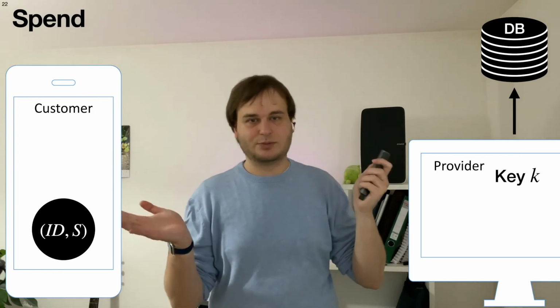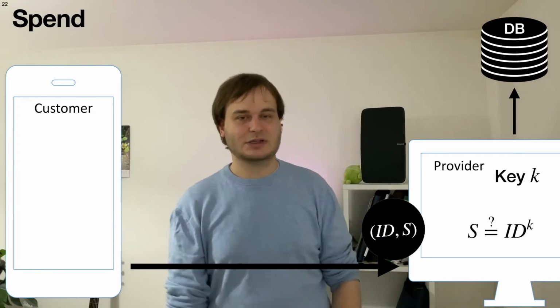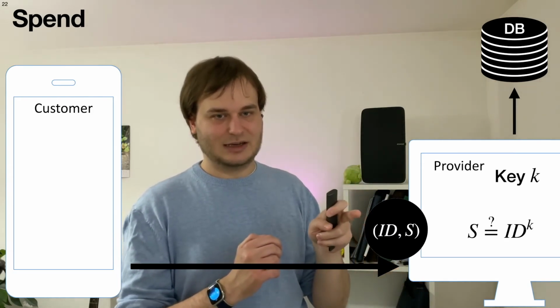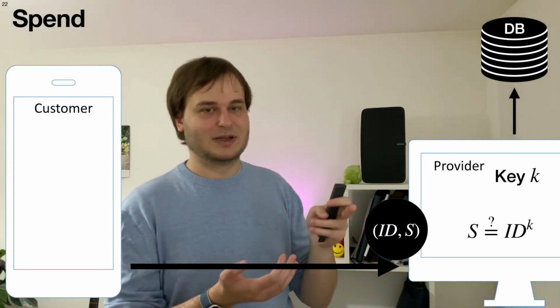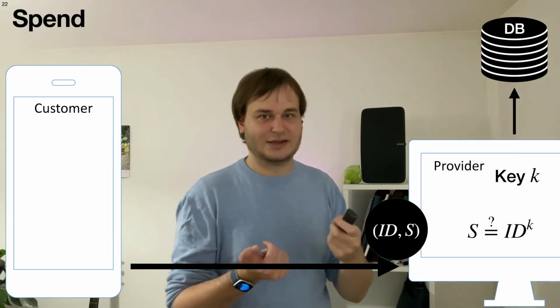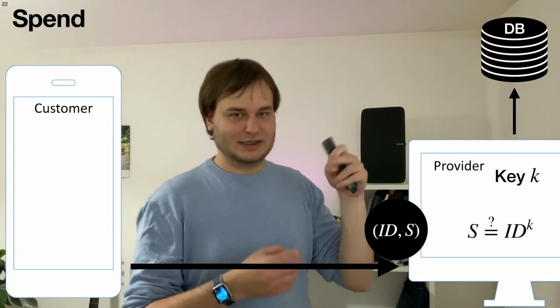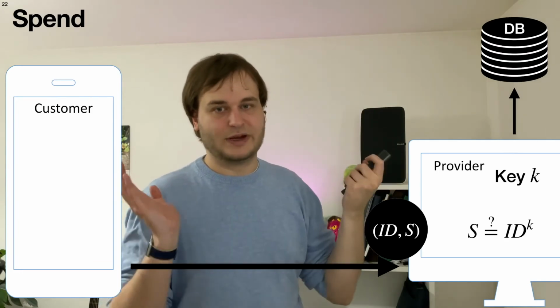Let's take a look at the spend protocol. Kind of works as before. I just send over my coin and the provider checks that the ID has not been spent, and then also checks that the S is kind of the valid S for this ID, by checking that S is actually ID raised to the power of the provider's secret key k.